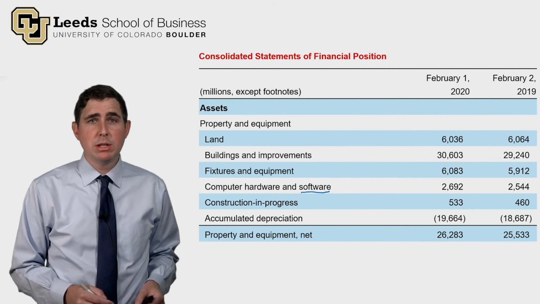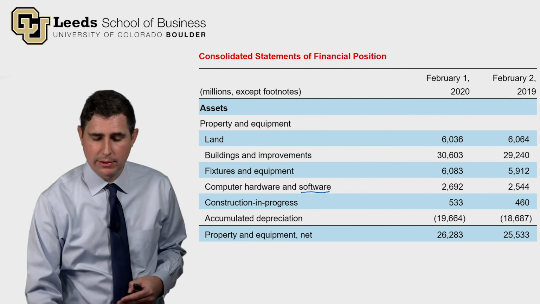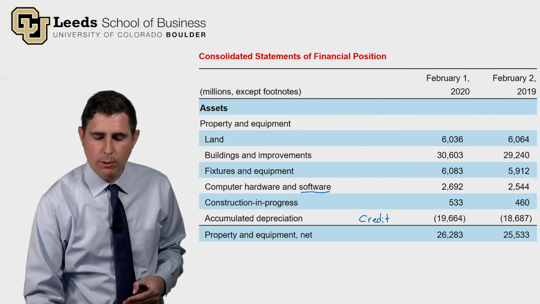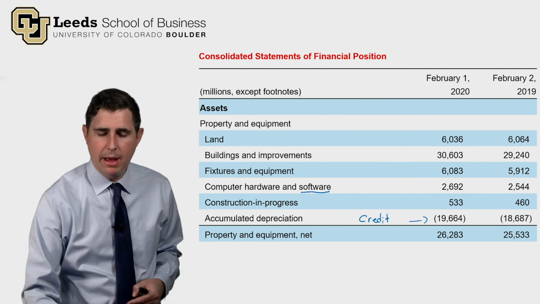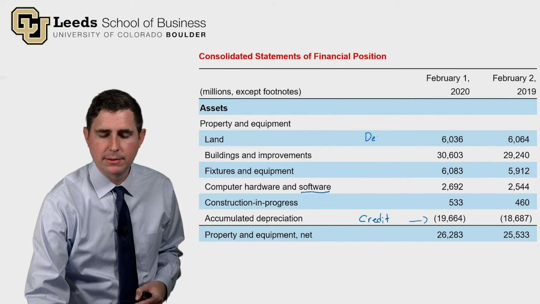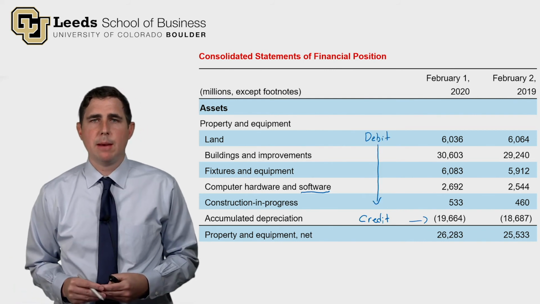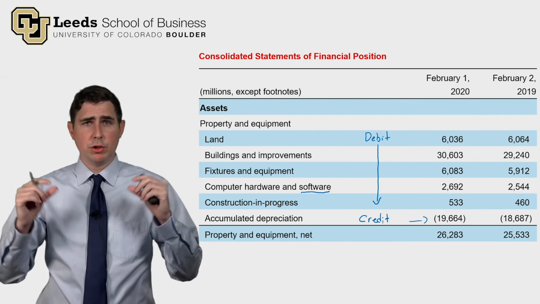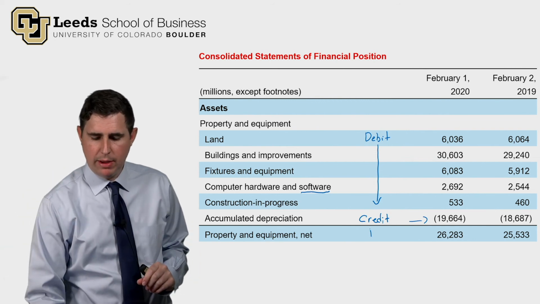Finally, they'll have accumulated depreciation, which covers all of these accounts, and it's a credit balance. So this is a credit balance. That's why Target is showing it as a negative number, because it's a credit balance offsetting all of these debits. All of those accounts are debit balances. So you take all those gross book values, you reduce them with accumulated depreciation, and you end up with the net book value.